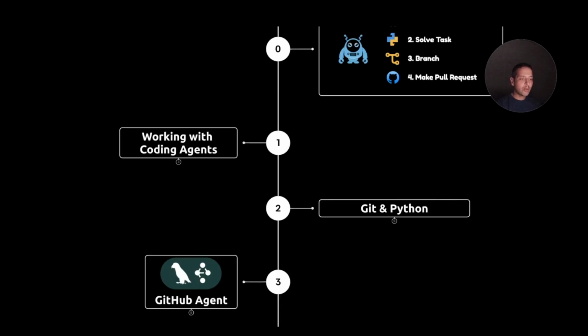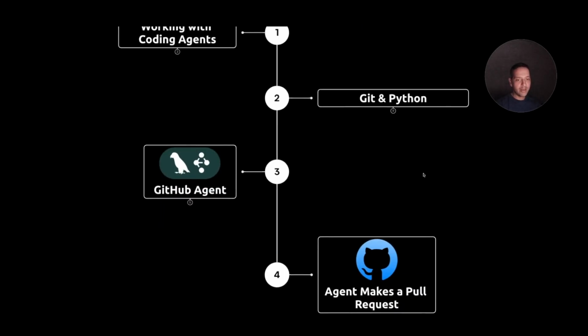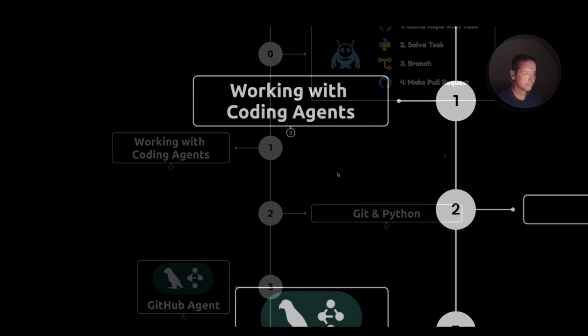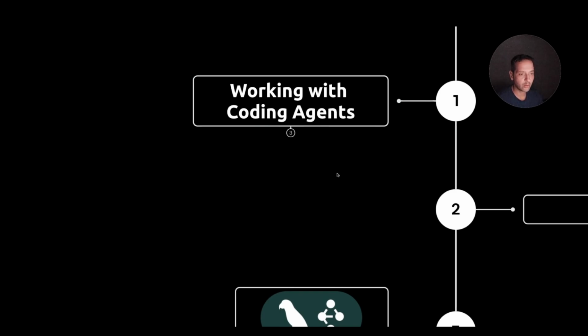We're going to have a look at how we can have AI agents work with Git. Then we're going to set up a GitHub agent in LangGraph, and I'm going to show you how we can have that agent solve a specific task given to the agent, and then make a pull request with the solution to the task.